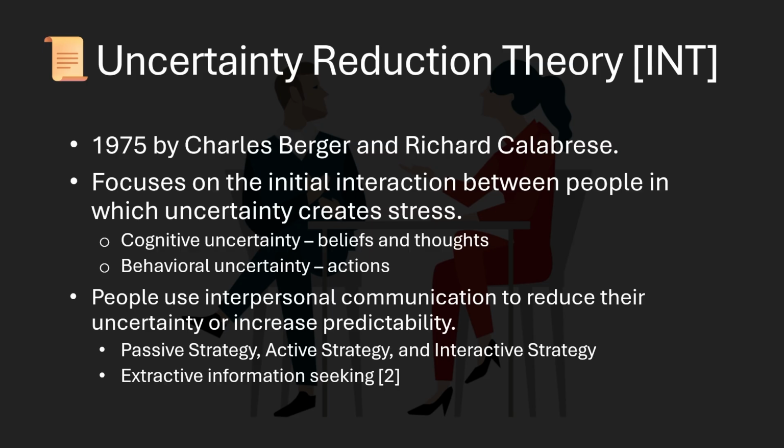However, there are some criticisms of this theory. One criticism is that it assumes people always want to reduce uncertainty, but that's not always true. Sometimes uncertainty can be exciting or useful, especially when getting to know someone new. Another criticism is that relationships do not always become more predictable over time. People can still surprise us even after years of interaction. The theory is useful for understanding first impressions, but it may not explain everything that happens in a relationship.